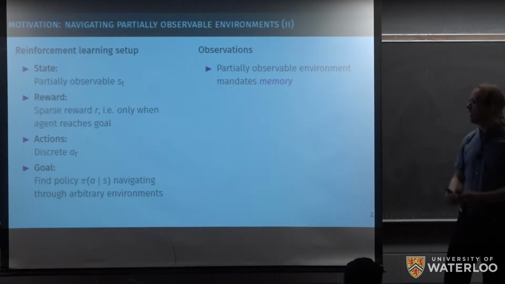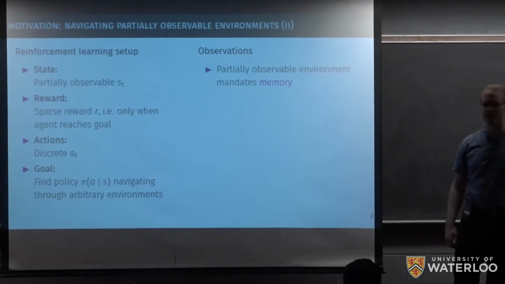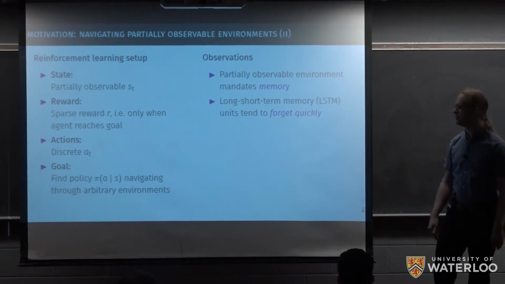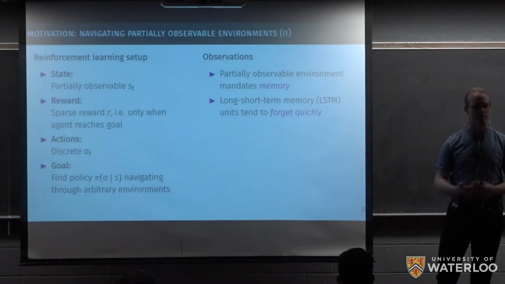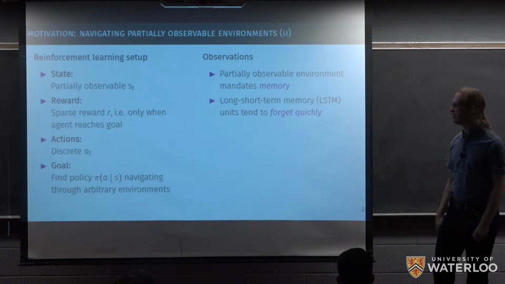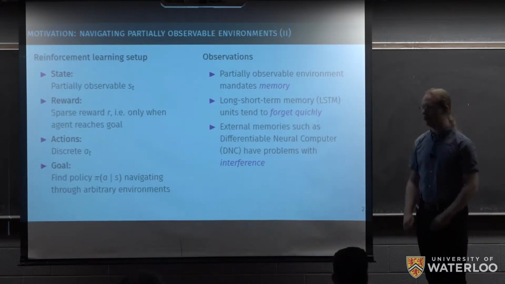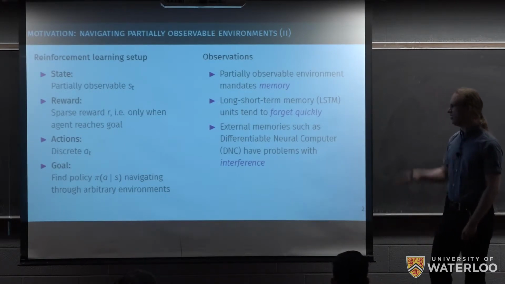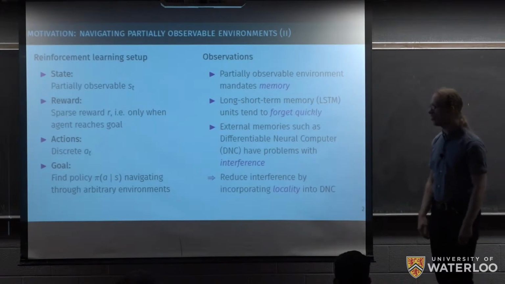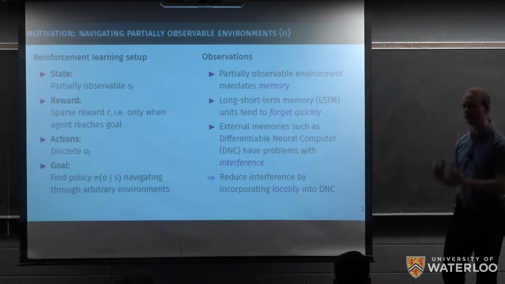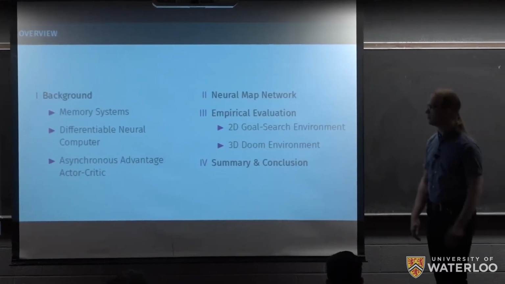One thing I already mentioned, if we have such a partially observable environment, then we need some kind of memory in the agent for the agent to be able to actually solve this maze. The authors claim that just using long short-term memory units will not really work well, at least for some tasks inside these mazes, because these tend to forget quickly. On the other hand, if we use external memories, such as the differentiable neural computer, which I'm going to talk about a little bit more in a minute, you'll get problems with interference. So this is basically the take-home message: the authors try to reduce this interference within this external memory network by incorporating a sense of locality into the memory access.